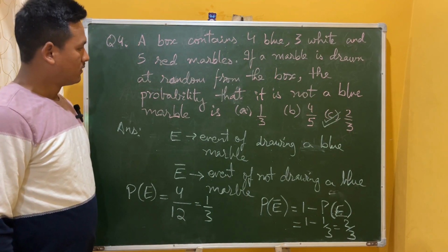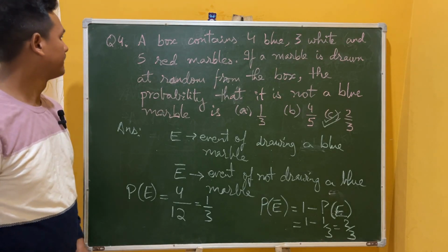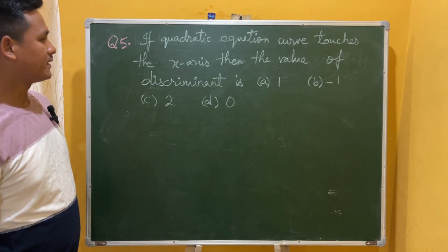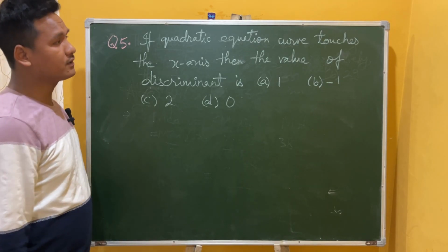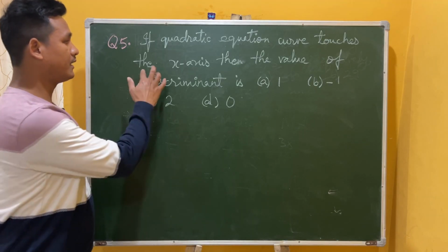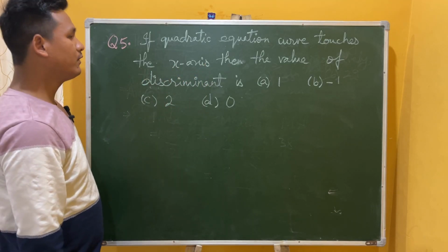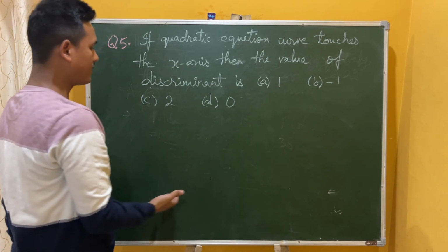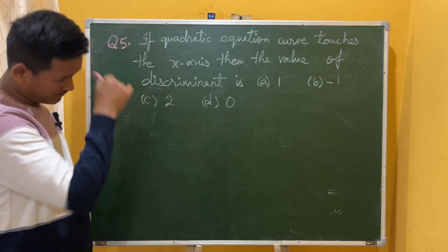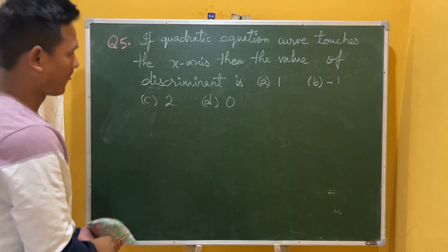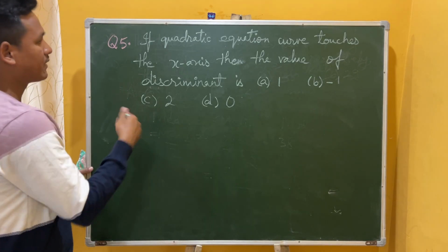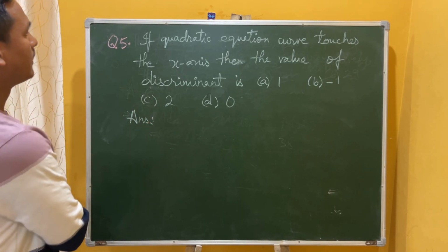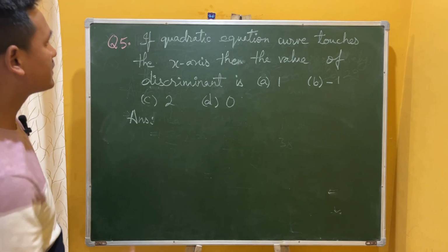Okay, let's do another question. This question says, if the quadratic equation curve touches the x-axis, then the value of the discriminant is either 1 or -1 or 2 or 0. Let's understand what it means. If the quadratic equation curve touches the x-axis.